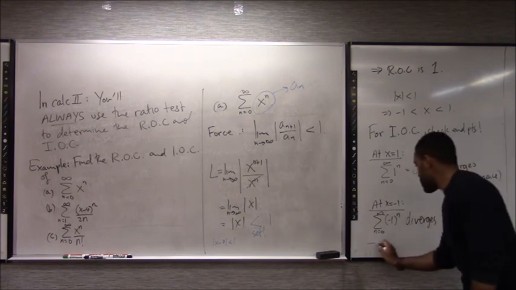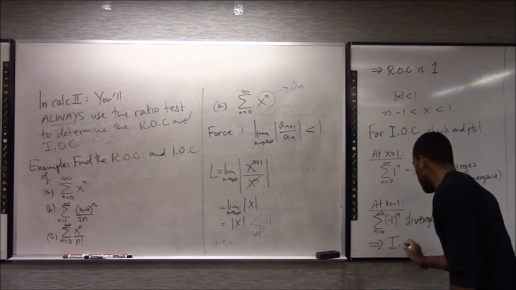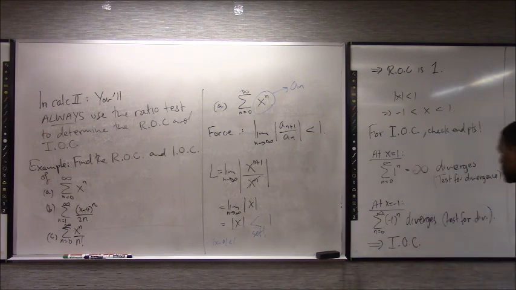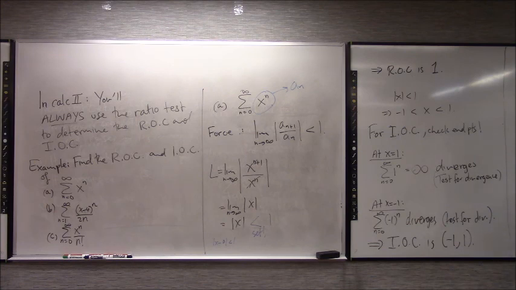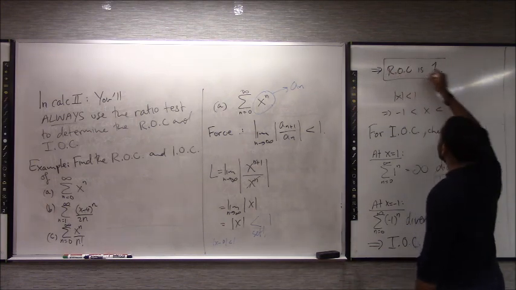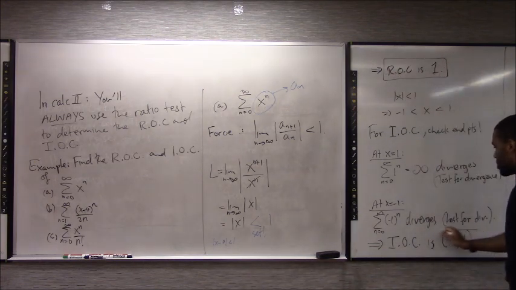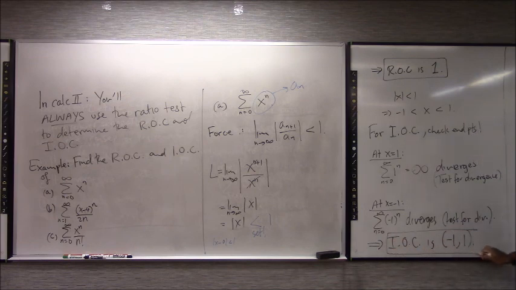So this means the interval of convergence is the open interval. So the radius of convergence is 1, and it does not converge at the endpoints, because at the endpoints, I get series which diverge by the test for divergence.